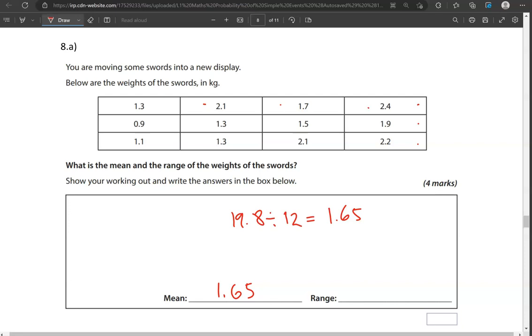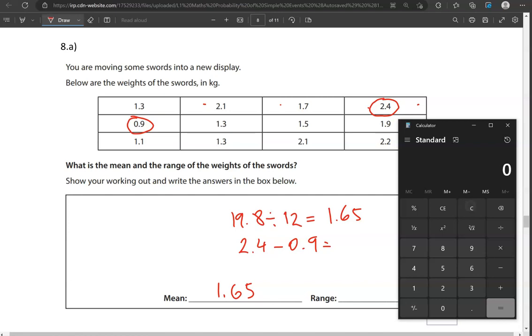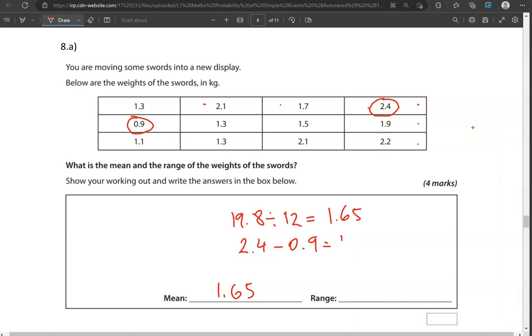as the mean. The range, we work it out by taking away the smallest number from the greatest number. The smallest number is 0.9 and the greatest is 2.4. So 2.4 take away 0.9 gives us 1.5.